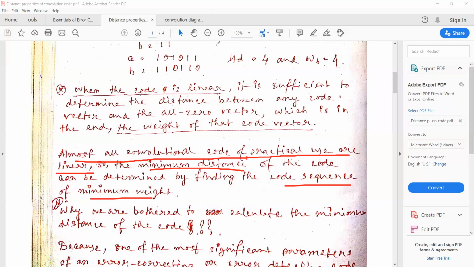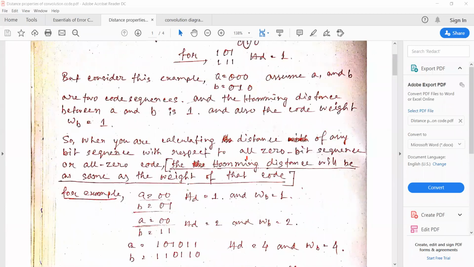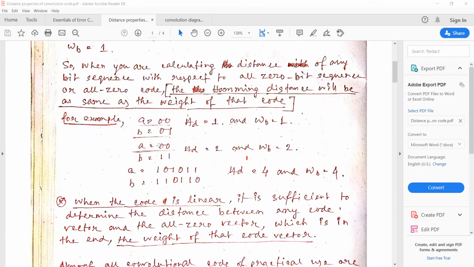Okay. So from the previous example, I'm just telling you that this is the linear code, and you know that the minimum Hamming distance will be 1. Because the minimum Hamming distance will be equal to the weight of the code, since the Hamming distance is being calculated with respect to the all zero code, and the weight of that code is also 1. So we have to find only the weight of the code, and that will be our minimum Hamming distance. Okay, so that is what I'm trying to say.